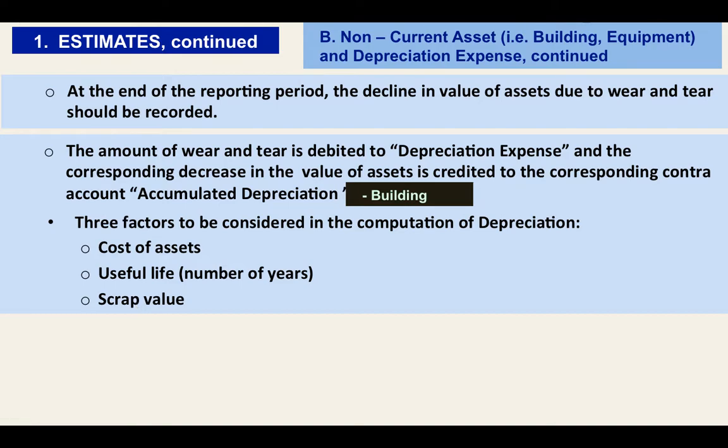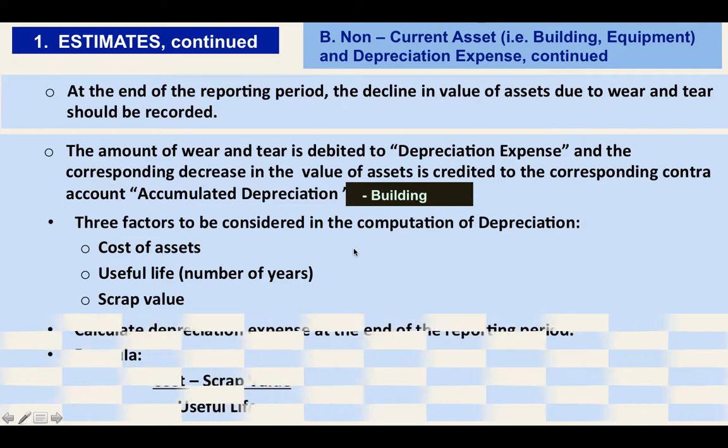Ano ba yung scrap or salvage value? Ito yung halaga na kunyari hindi mo na ginagamit or at the end ng useful life, ay pwede mo pa siyang ibenta as a scrap. Pwede mo pa siyang ibenta sa mga nagbibili ng scrap, no? Yung kunyari, kung bakal siya, pwede mo pa siyang maibenta. At yung halaga na makukuha mo doon by selling it, i-consider mo sa computation ng depreciation.